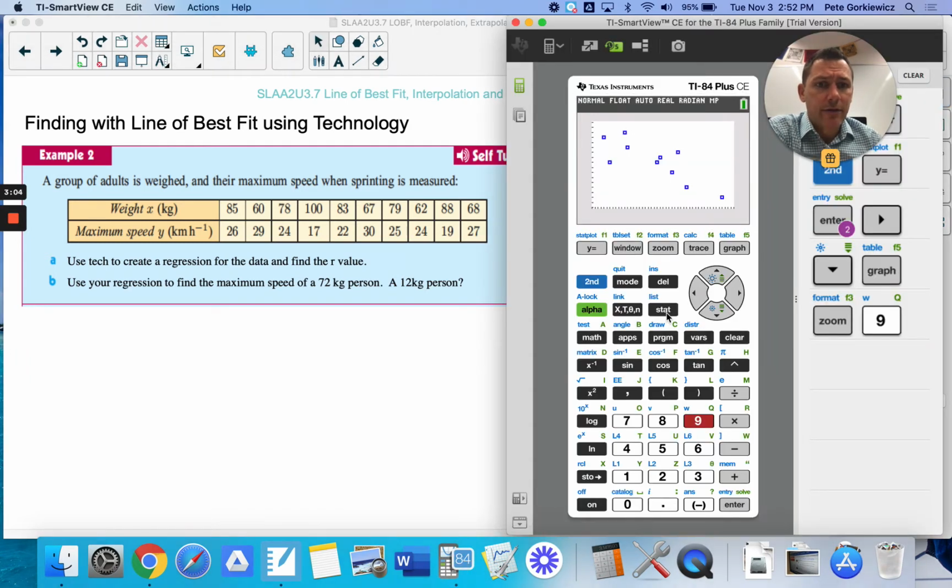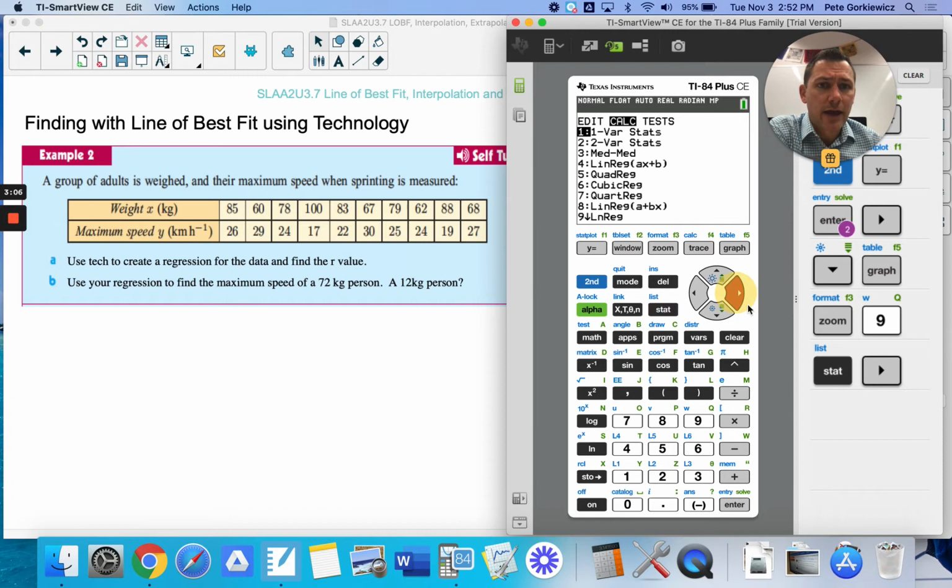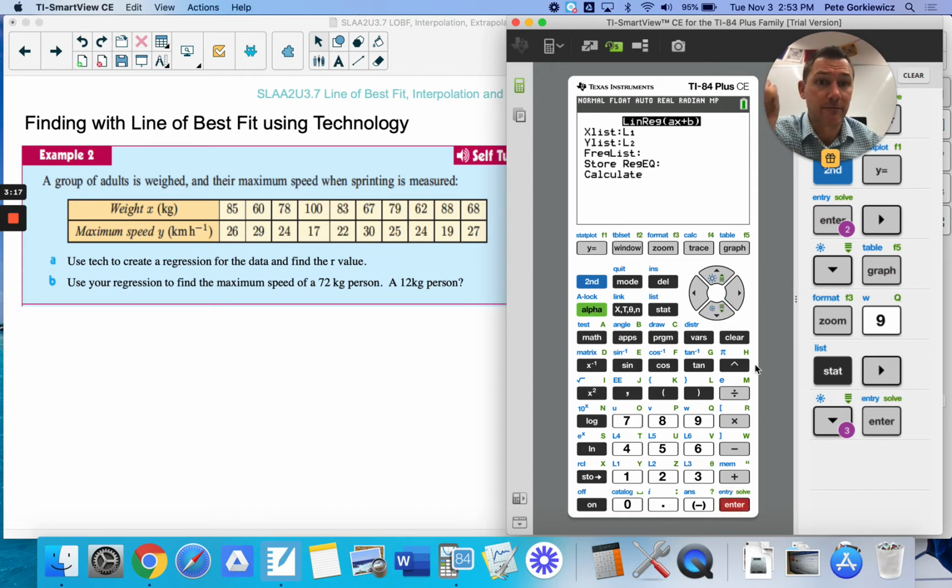I want to zip a line through there, so I want the statistics to be calculated for me. I want it to calculate a linear regression for me. Linear means a line, regression means an equation that doesn't perfectly hit. It's just a line of best fit. My x's are in L1, my y's are in L2. That's fine. Go down to calculate. Oh, a neat trick is in store regression equation.